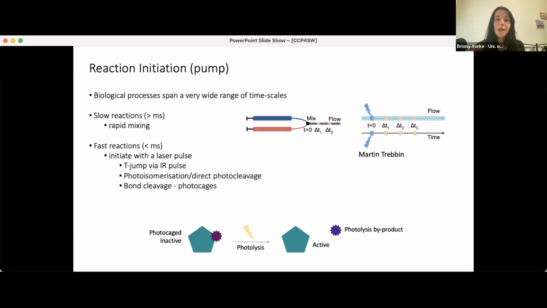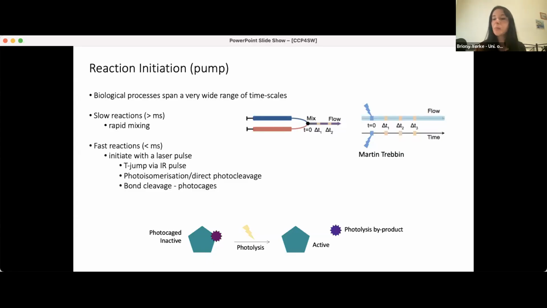So for fast reactions, we often try to use a laser pulse to initiate the reaction. We can do this in a few ways. We can do a temperature jump experiment using infrared radiation. We can rely on the inherent photosensitivity of some proteins and enzymes, although admittedly there are very few, and look at photoisomerization or direct photocleavage.